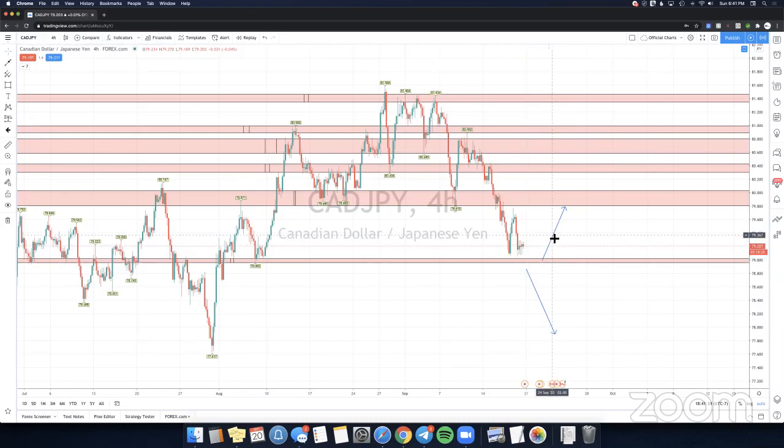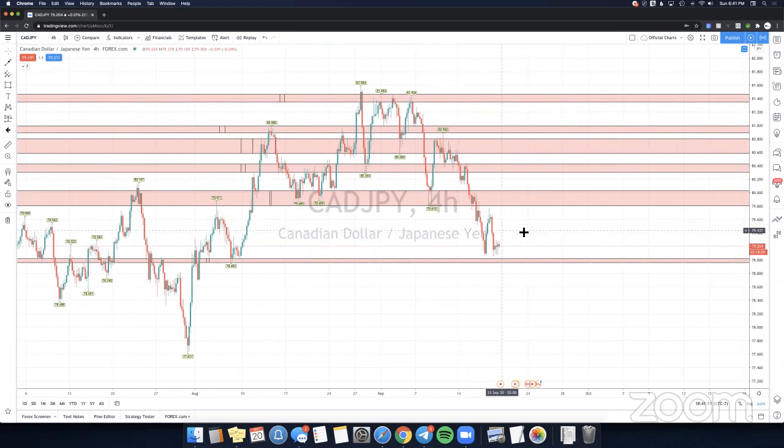So the lower zone for CAD/JPY is going to be 78.96, and then the upper zone right here is going to be 80.03, which is rounded up. So yeah, this could actually play out pretty nice.